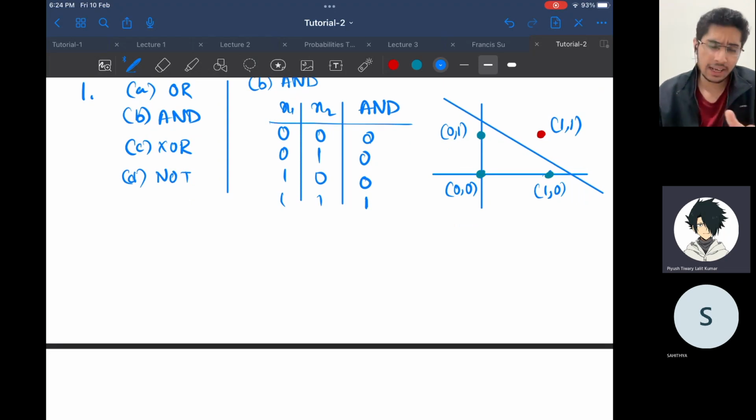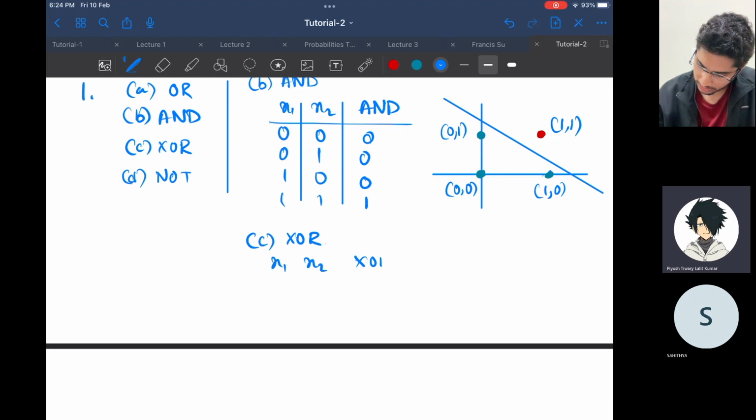Actually, we saw in the last tutorial how we can do that. Nonetheless, let's move forward. If we see option C, that is XOR, let us construct a similar truth table. The inputs are 0,0, 0,1, 1,0, and 1,1.